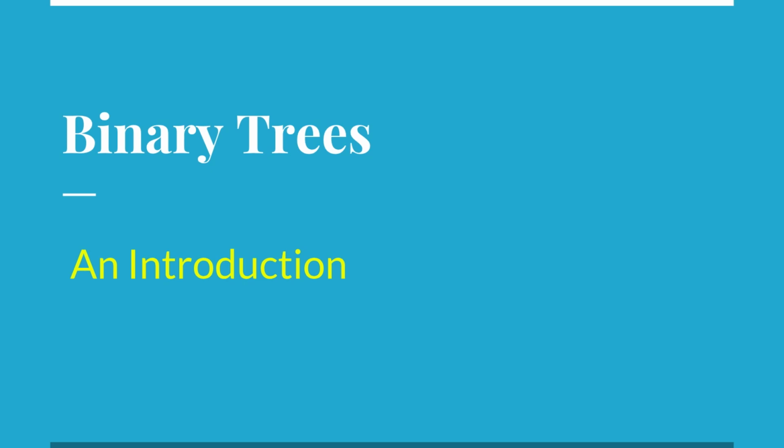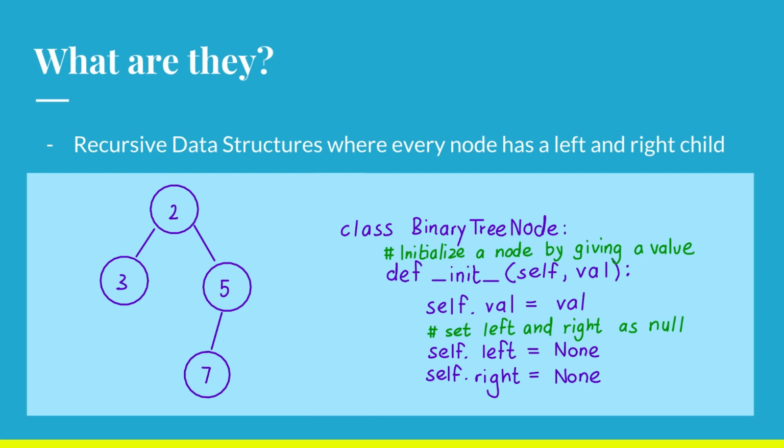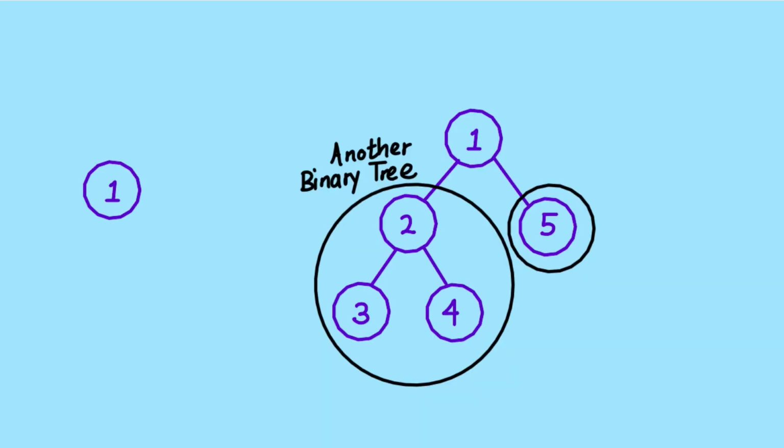Today we're going to be talking about binary trees. What are binary trees? Binary trees are recursive data structures in which every node has a left child and a right child. You can also think of it like this. One node is a binary tree, and the left and right child of every node is another binary tree.